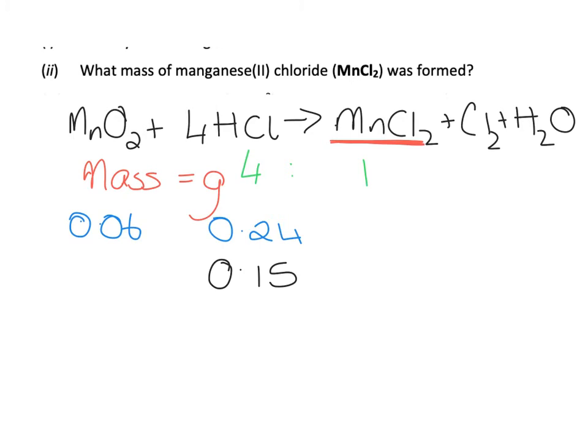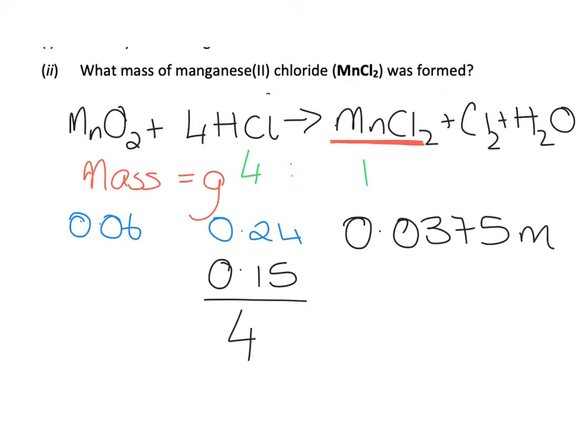So to figure out my grams of manganese chloride, I'm going to divide my 0.15 by 4, and I get 0.0375. Remember, that's in moles, and I want my answer in grams. The easiest way to do this is to multiply by my relative molecular mass.